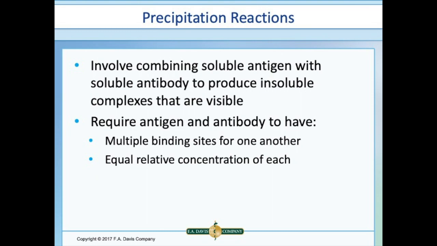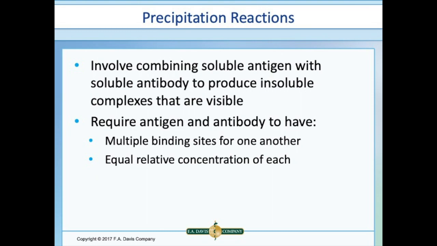So the key word here in the first bullet is the term soluble. Because when we say precipitation reaction, it involves combining soluble antigen with soluble antibody. So soluble antigen in precipitation reaction is referred to as precipitinogen, and it is combined with a soluble antibody, which is known as the precipitin. That way, they will be able to produce insoluble complexes that become visible. So take note that precipitation reaction is best observed if done in a semi-solid medium.